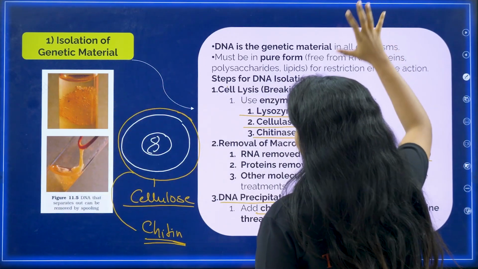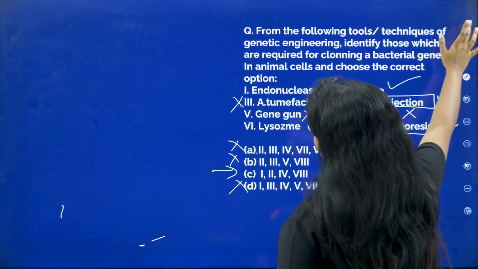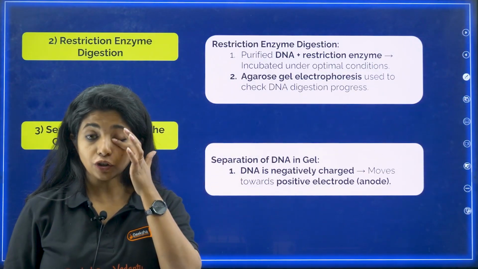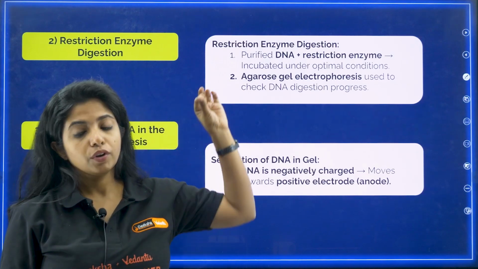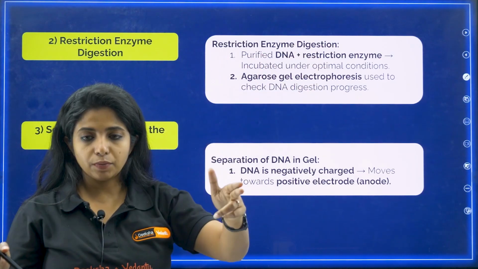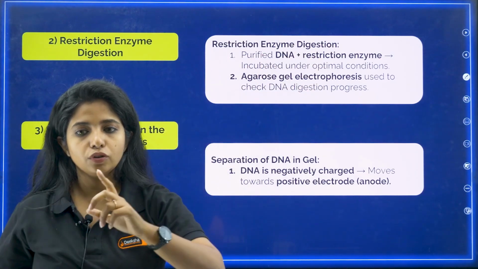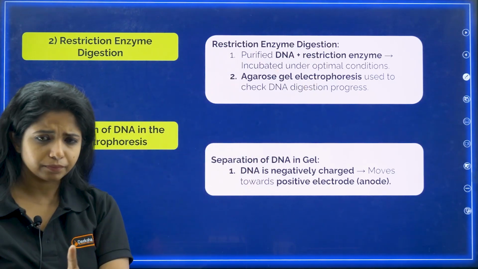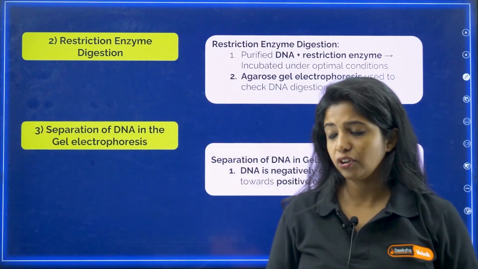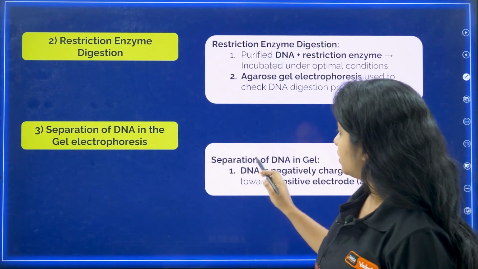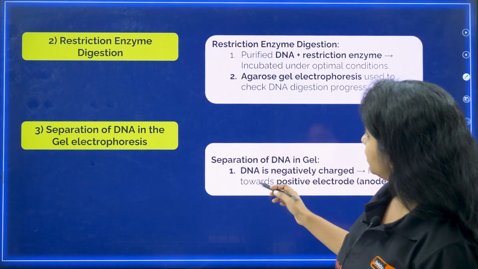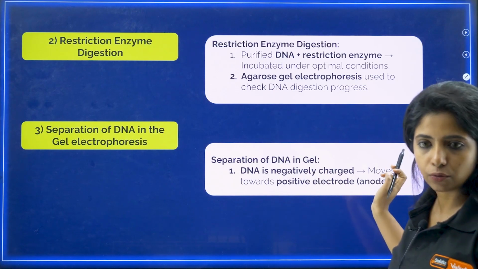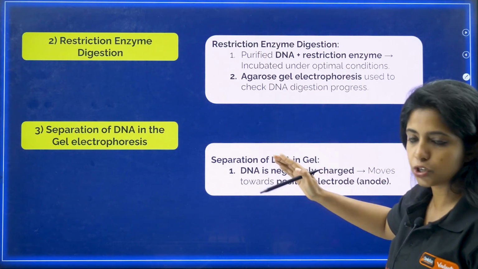Okay, so this is the isolation. After isolation, we are going to use restriction enzyme to digest it. I already told you, you basically take the DNA, cut it with restriction enzyme, and then you run it through gel electrophoresis. So restriction enzyme digestion is done, then you separate with the help of gel electrophoresis, which is mentioned over here as well. So this is the same point. The DNA is negatively charged, it will move towards the positive electrode, that is the anode. So restriction digestion, separation of the DNA.